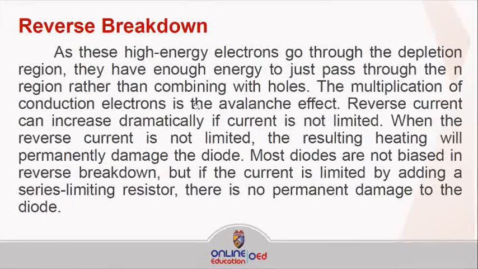Okay, continuation. As these high energy electrons go through the depletion region, they have enough energy to just pass through the N region rather than combining with holes. Then the multiplication of conduction electrons is the avalanche effect. Okay, meron tayong tinatawag na avalanche effect kapag yung high energy electrons go through the depletion region and they have enough energy to just pass through the N region rather than combining with holes. Ito nga yung multiplication of the conduction electrons.